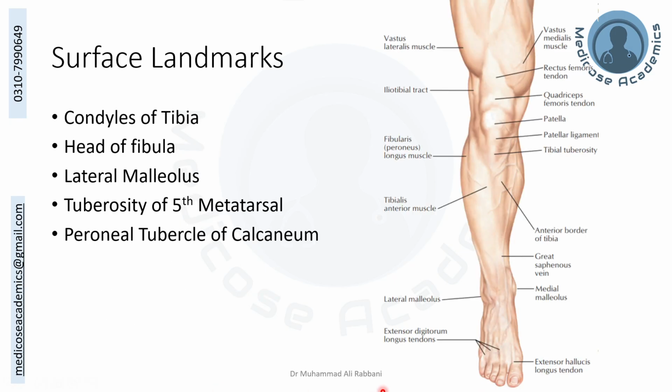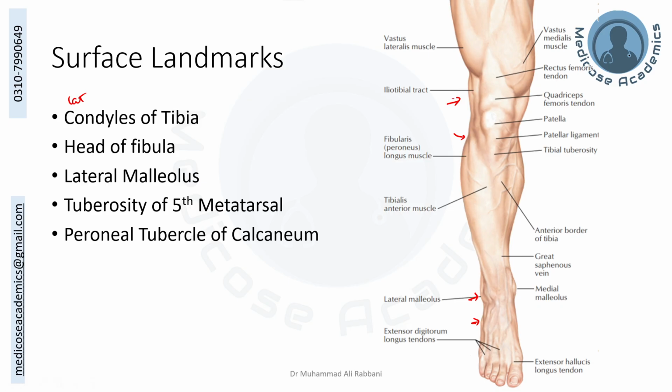Surface landmarks are not very prominent for this one. The important ones that may come into the discussion in this topic are the condyles, basically the lateral condyle of the tibia, the head of the fibula somewhere here in the posterolateral aspect, then the lateral malleolus, and then the tuberosity of the fifth metatarsal, which is present here on the base of the fifth metatarsal on the lateral aspect.